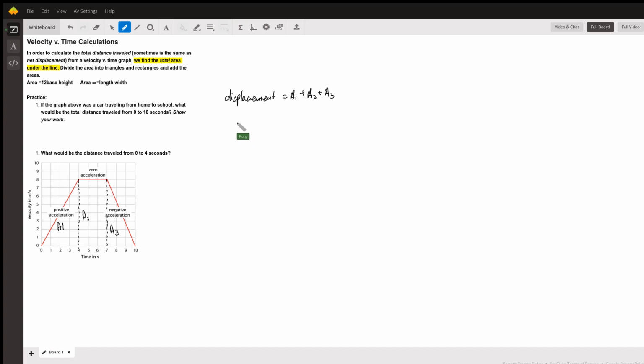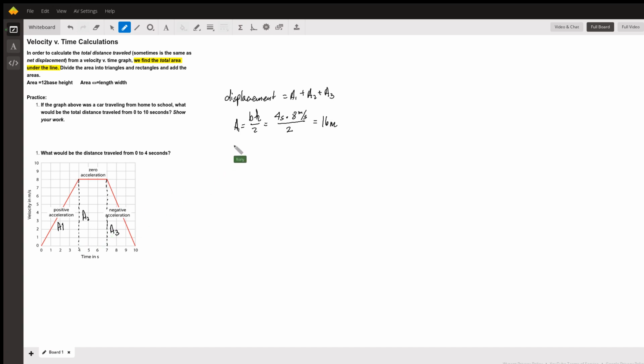So let's start. A1 is the area of a triangle, which is base times height divided by 2. The base of the triangle is 4. If we add the units, the units are seconds, because everything horizontal is seconds and everything vertical is meters per second. So the base is 4 seconds. The height is 8 meters per second, and this is divided by 2. So we have 4 times 8 is 32, divided by 2, we have 16 meters. This will be the area of the first triangle.